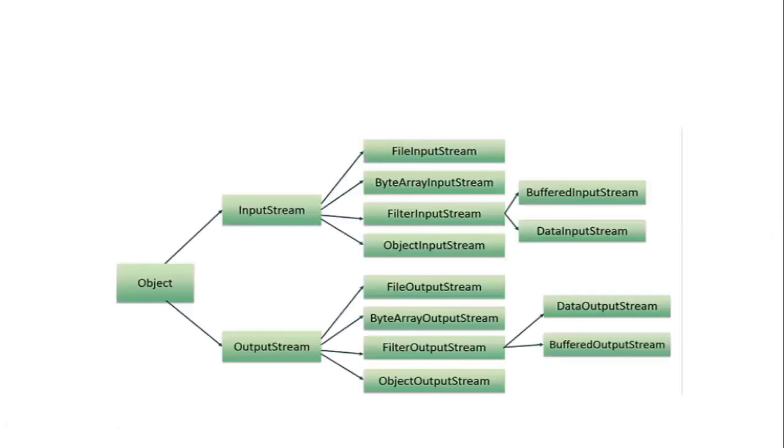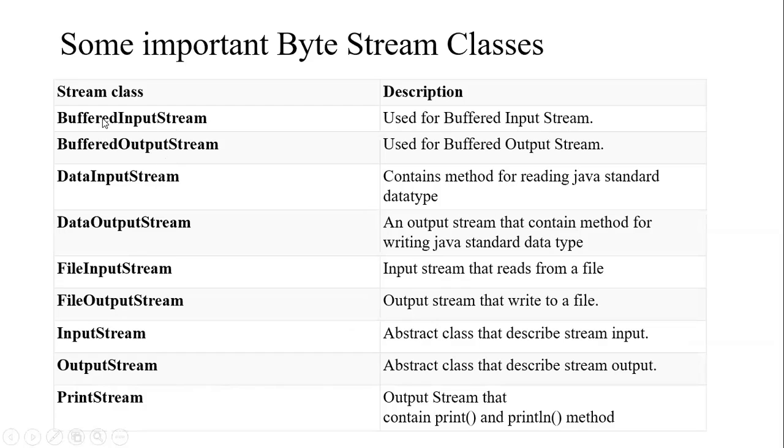While giving an input, we have written something like this, right? File input stream, byte array input stream. Based on this only, you will have different classes: buffered input stream, buffered output stream, data input stream, data output stream, file input stream, file output stream, input stream, output stream, print stream. These are the different classes by which you can work with a byte stream.